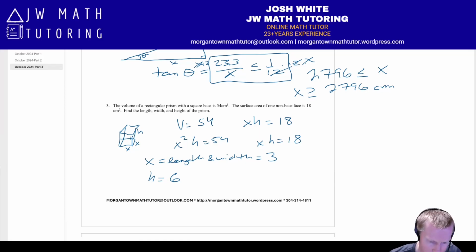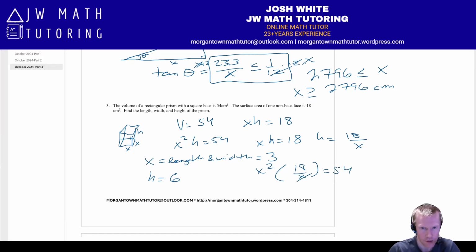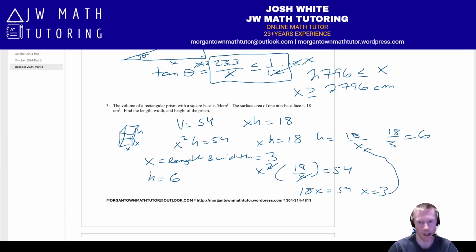I think the way that I did it was I rearranged this and I said h is equal to 18 over x. So I just plugged that in, then substituted it into the first equation. 1x canceled out, 18x equals 54, x equals 3, and then you just plug that back in up here. 18 divided by 3 equals 6, height equals 6.